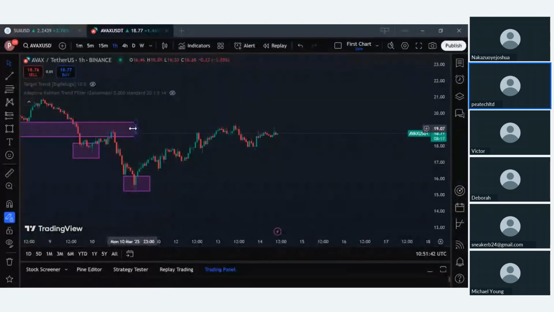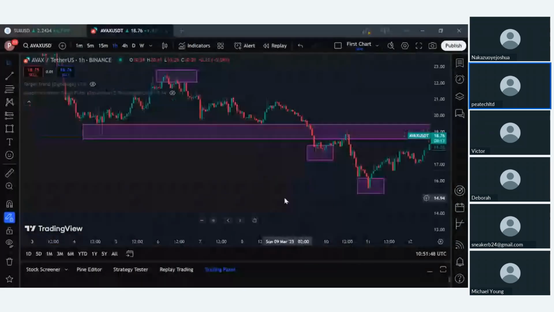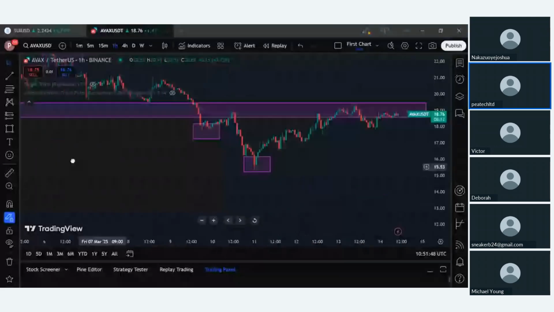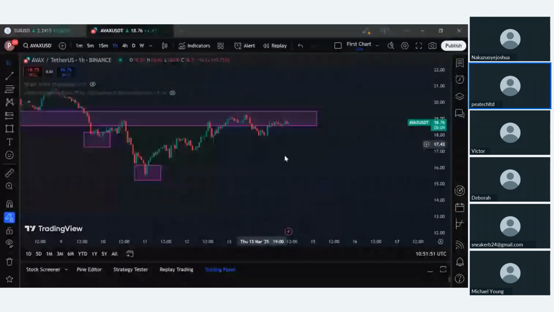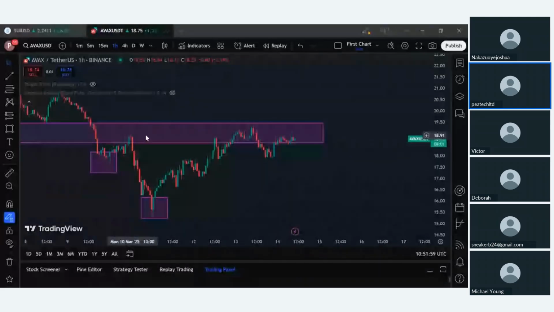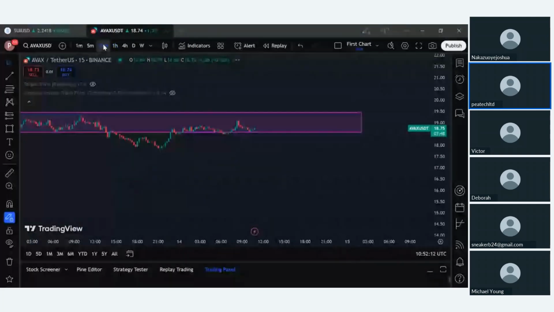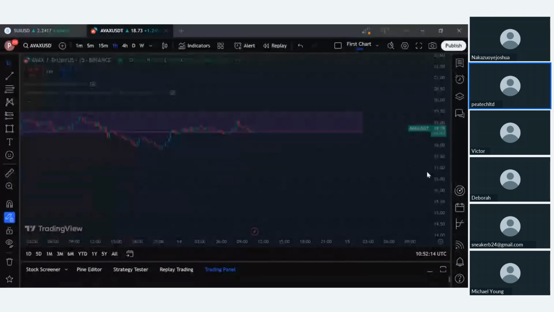Remember that this is still a resistance zone because that is the low from here, and the market has not broken above this low. So in as much as the market has not broken above this recent high, we are still in a downtrend. And for that purpose, we can take a sell and we'll target this point for our take profit. That is example number one.